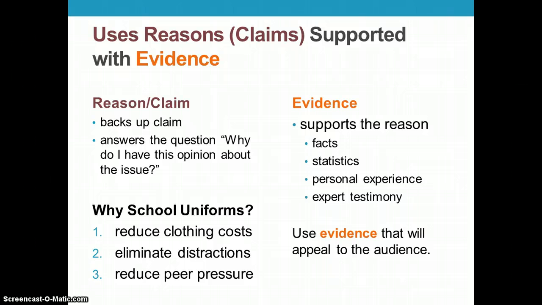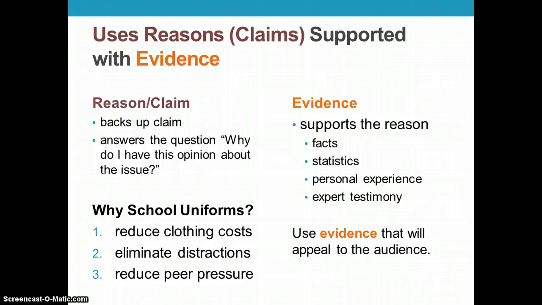So if I was going to argue that school uniforms should be required in public schools, that's my thesis, and there's a claim there. My reasons that I'm giving are going to be that they reduce clothing costs, they eliminate distractions, and they reduce peer pressure. Okay? Within each paragraph, I'm going to need to pull in evidence to support that reason. I can use facts, statistics, personal experience, expert testimony. However, you want to make sure that you try to blend types of evidence just so that you have a more well-rounded support.